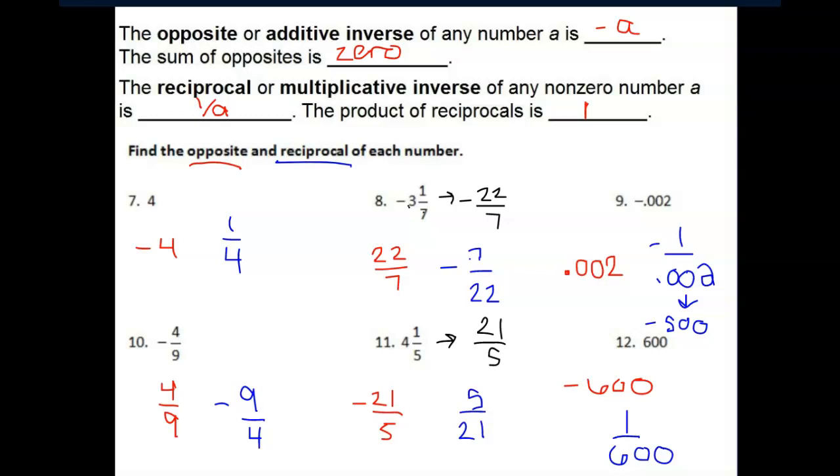So throughout the year in here, you're going to hear me use the word additive inverse. It's unlikely I'll say opposite. But they mean the same.